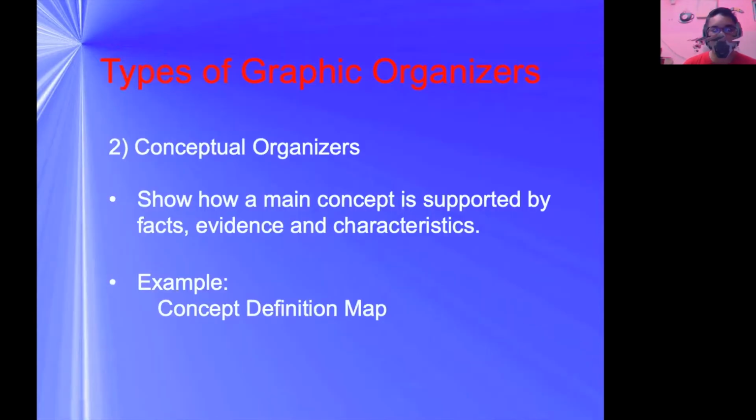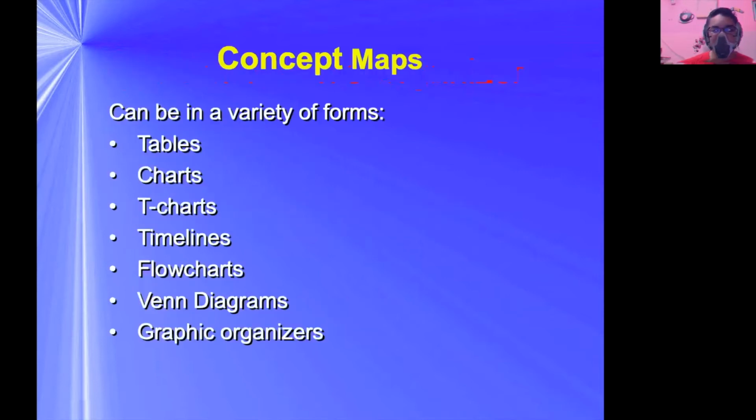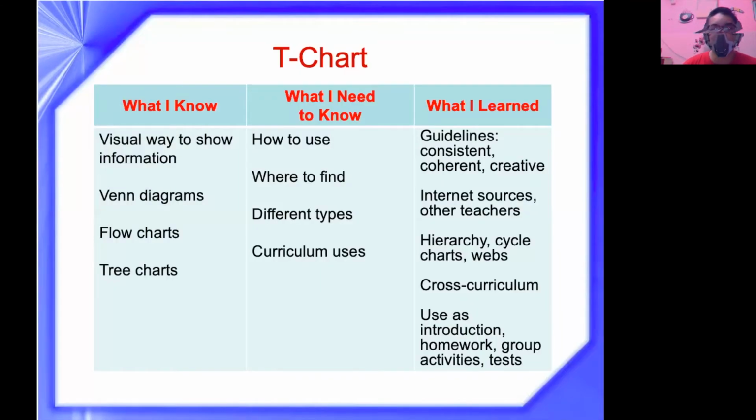Types of graphic organizer. Conceptual organizers show how a main concept is supported by facts, evidence, and characteristics. For example, concept definition map. Inilah dia concept maps. It can be in a variety of forms: tables, charts, T-charts, timelines, flow charts, Venn diagrams, graphic organizers. Jadi awak boleh guna yang ini untuk masukkan dalam PowerPoint.